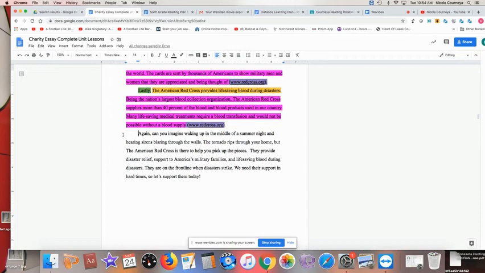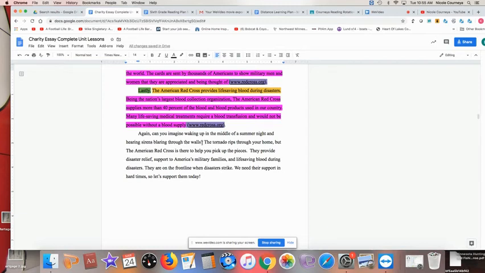Again, can you imagine waking up in the middle of a summer night and hearing sirens blaring through your walls? The tornado rips through your home, but the American Red Cross is there to help you pick up the pieces. They provide disaster relief, support to America's military families, and life-saving blood during disasters. They are on the front line when disasters strike. We need their support in hard times, so let's support them today.